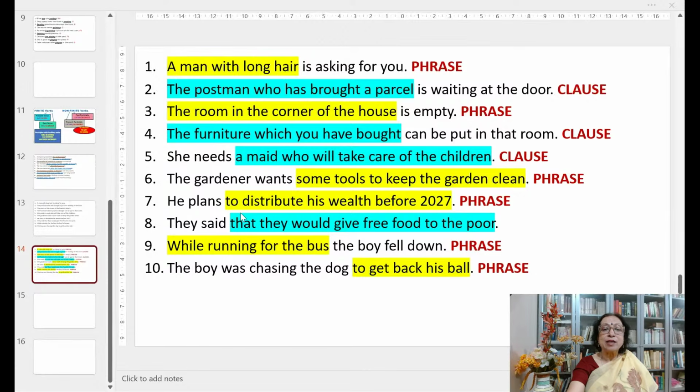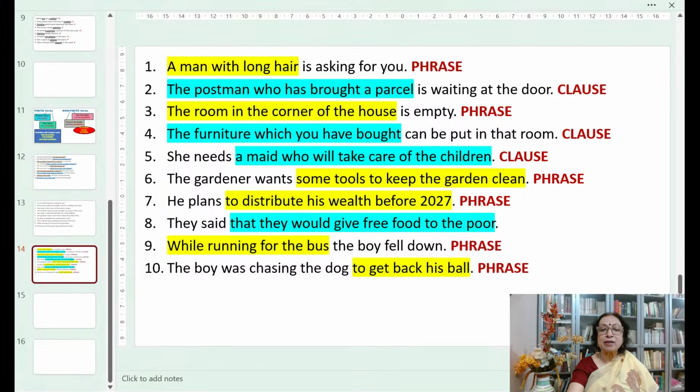Okay. Then "some tools to keep the garden clean" is a phrase. "To distribute his wealth before 2027" is a phrase. "That they would give free food" is a clause. I'm sorry, I forgot to write here. It's a clause. "While running for the bus."